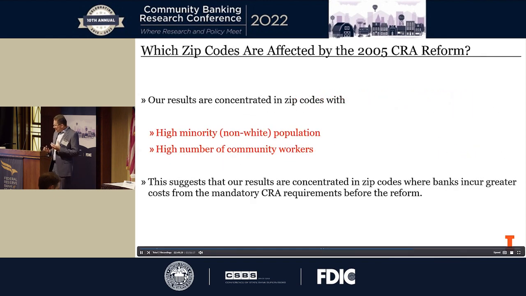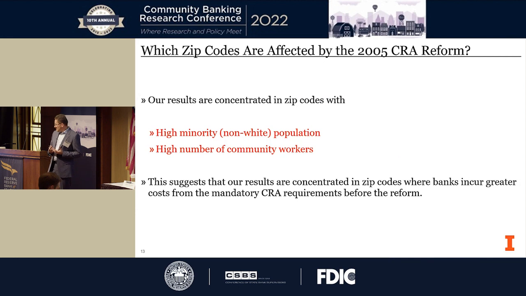Then we ask, is there anything special about the zip codes where we see our results? And we see that our results are concentrated in 2 types of zip codes. The first type are areas where there is a high population of racial minorities. These are the areas that CRA actually targets to increase lending. And the second type is where there is a high number of community workers.